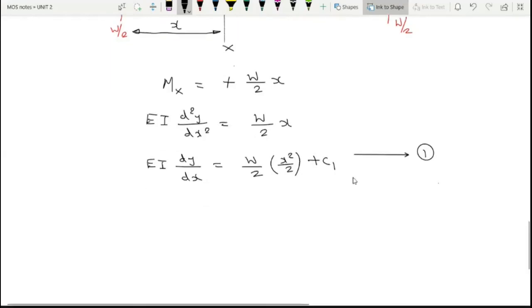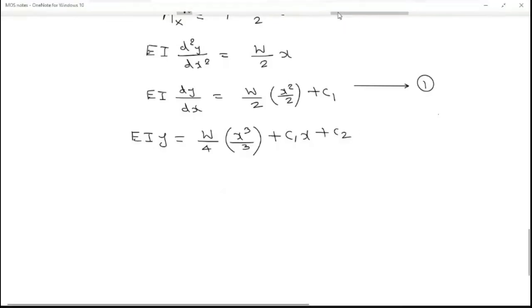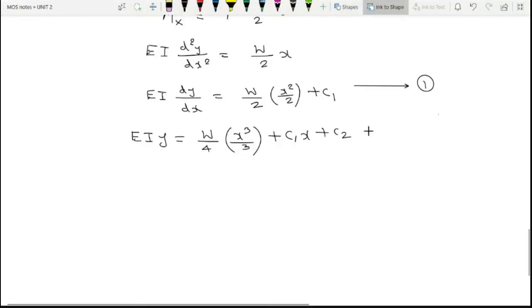Next, again, let me integrate it. You have EIy is equal to W by 4 is common now, x square integrating it, you will get x cube by 3 plus C1x plus C2. So this is my second equation. Let me call this equation 2.